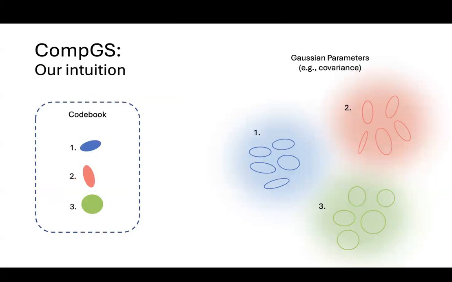Our main intuition is that several Gaussians may share some of their parameters, for example, covariance matrix. So we vector quantize parameters while optimizing them using simple k-means. Now we only need to store a small codebook of cluster centers along with the index of the code for each Gaussian. This can result in a huge reduction in the storage and potentially the memory footprint at the rendering time.